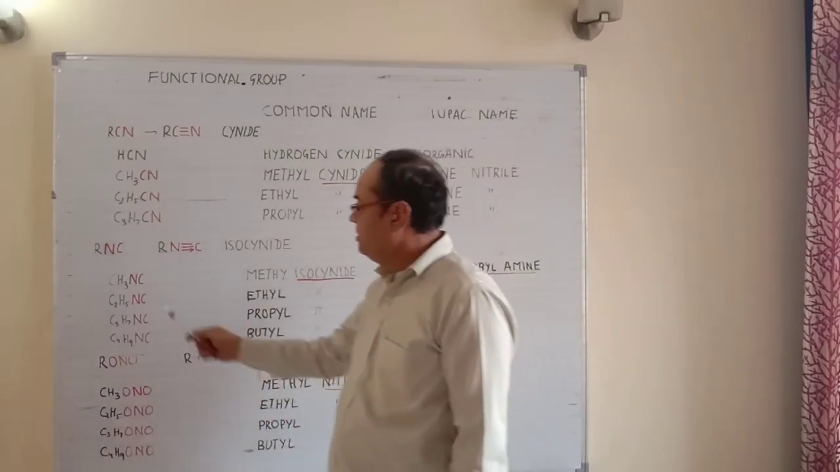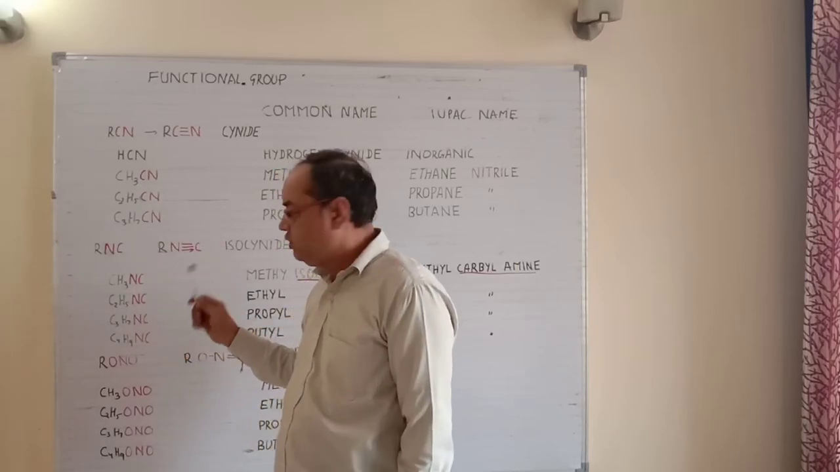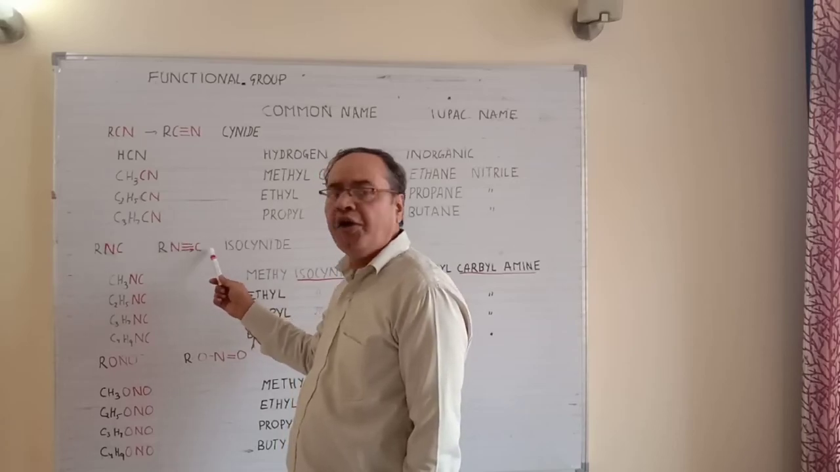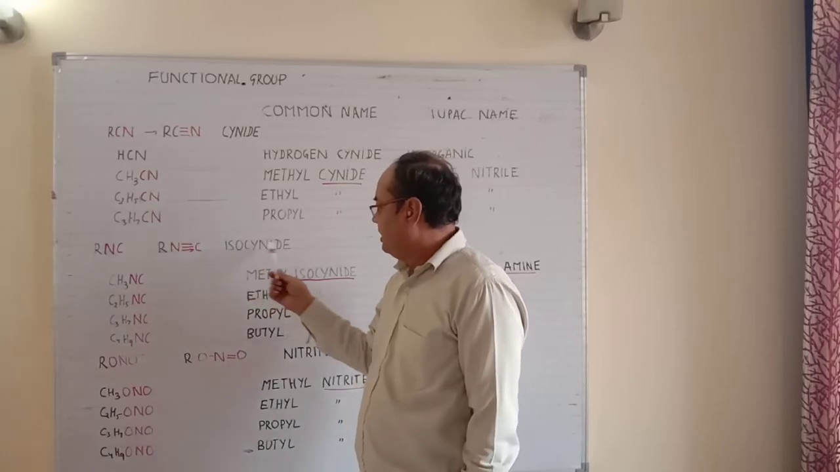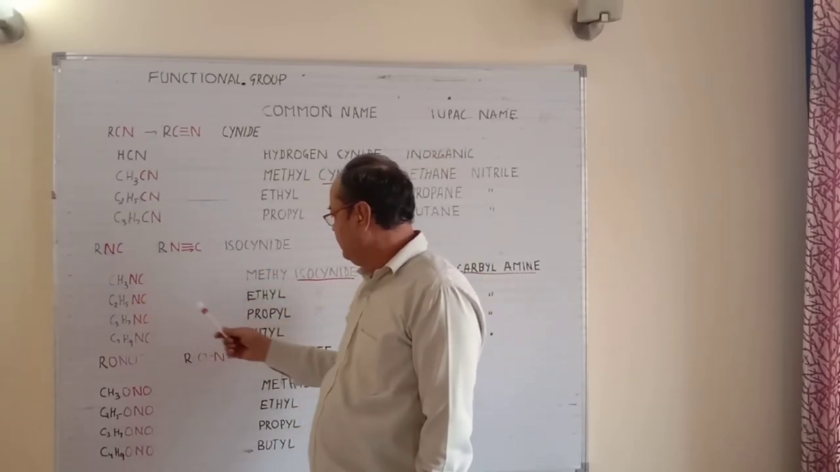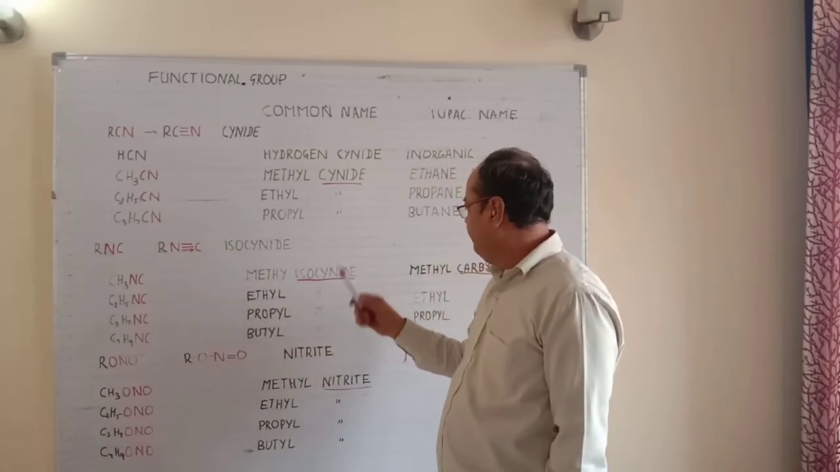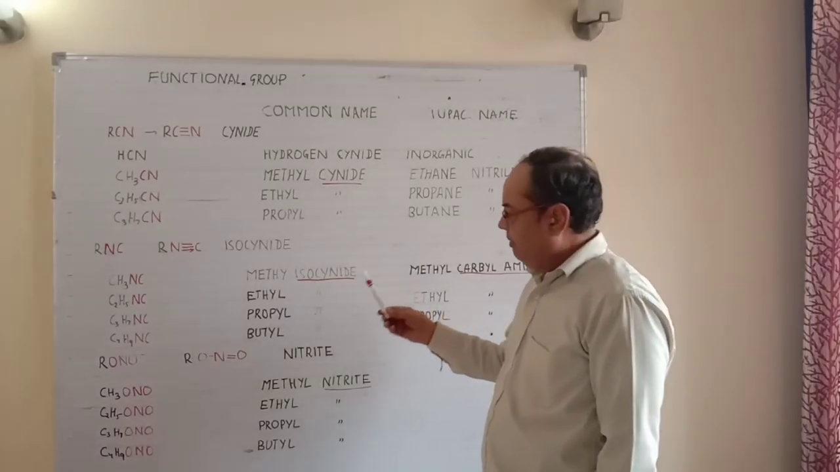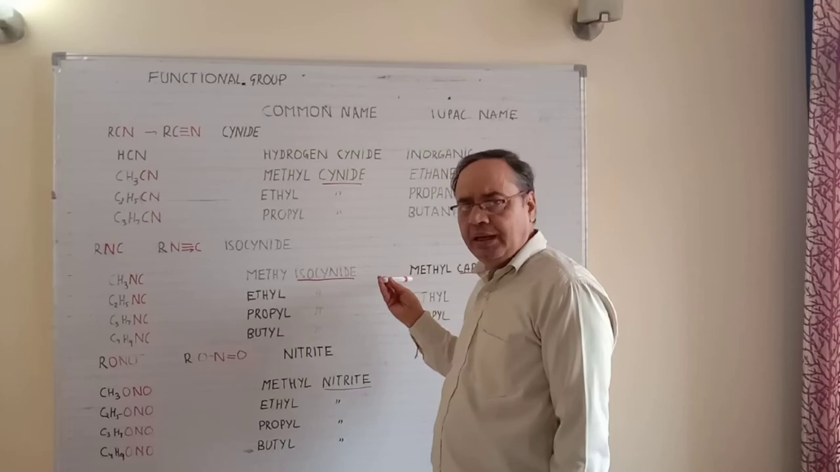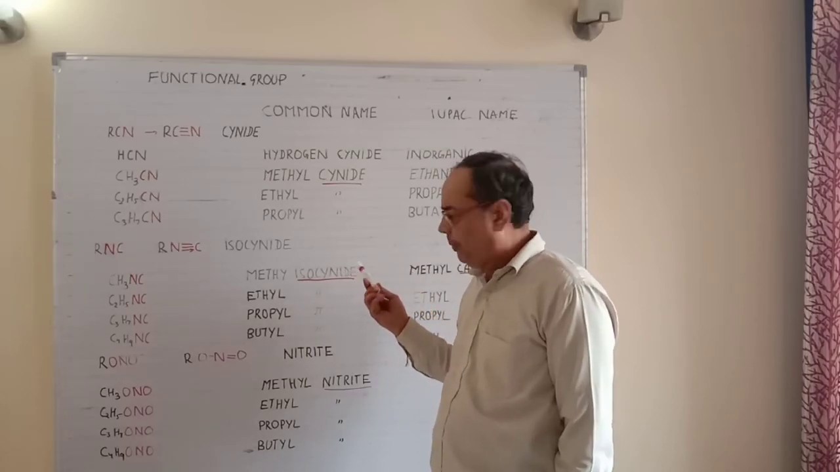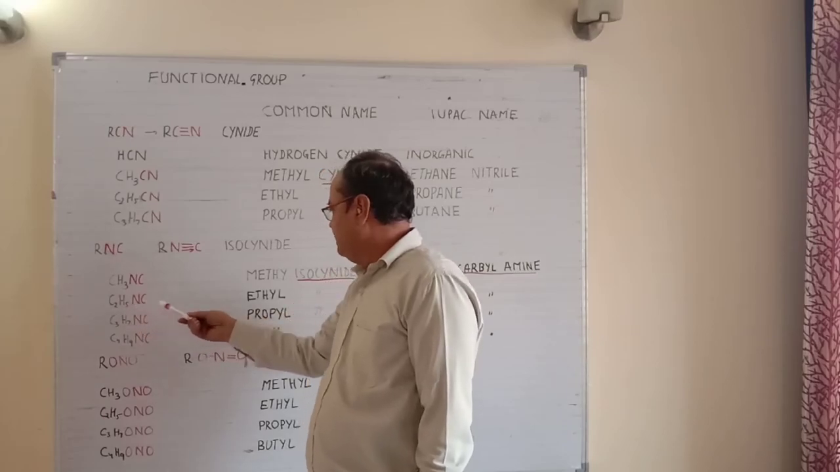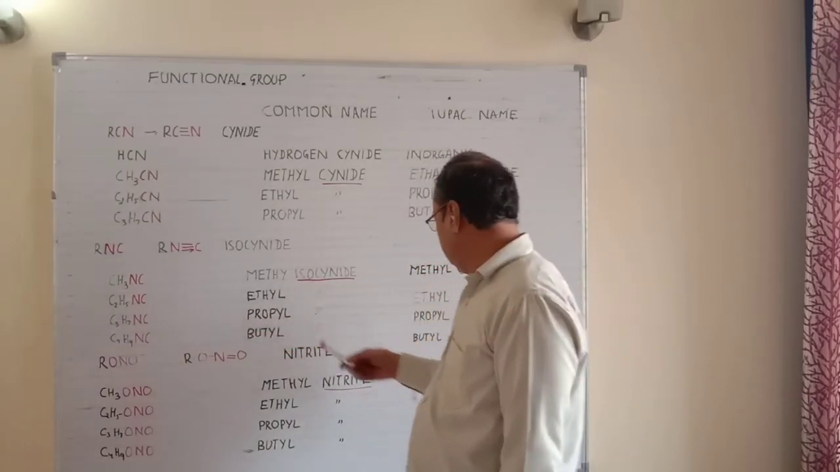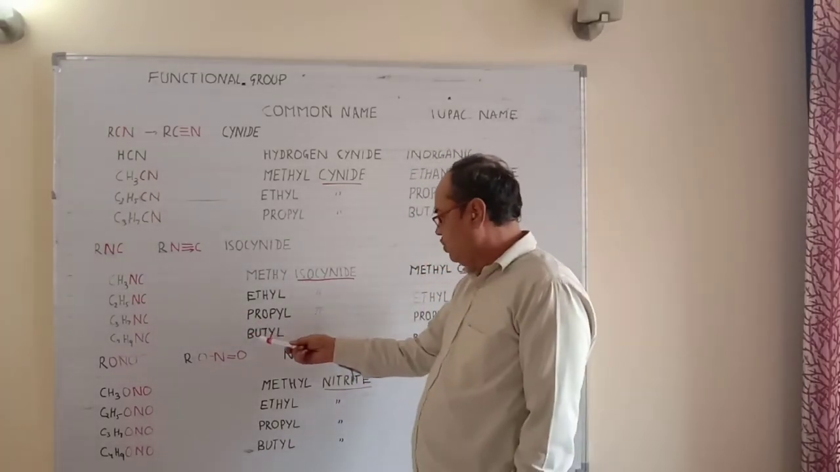Next group is RNC, which is isocyanide, R, N, double bond with carbon and one coordinate bond. So it is called isocyanide. So the first member is CH3NC, which is known as methyl isocyanide, and the IUPAC name is methyl carbylamine. So sometimes we use both names, the common name and the IUPAC name. So C2H5NC is ethyl isocyanide or ethyl carbylamine. Same way propyl isocyanide, propyl carbylamine. Butyl isocyanide, butyl carbylamine.